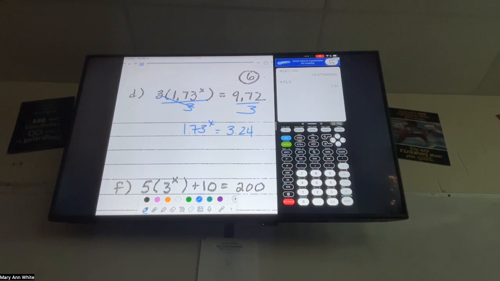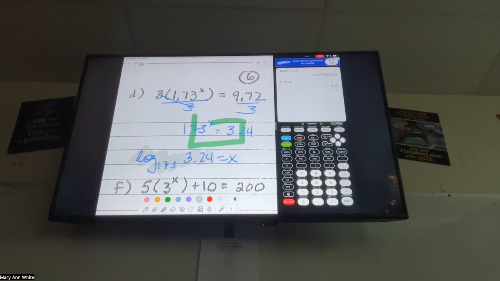And then now we log roll, right? Log base 1.73 of 3.24 equals X. I'm doing that so funny. And then we can just put that right into the calculator. There's nothing else that we're gonna need to move, nothing else to get X by itself. We're just gonna go ahead and type that in.